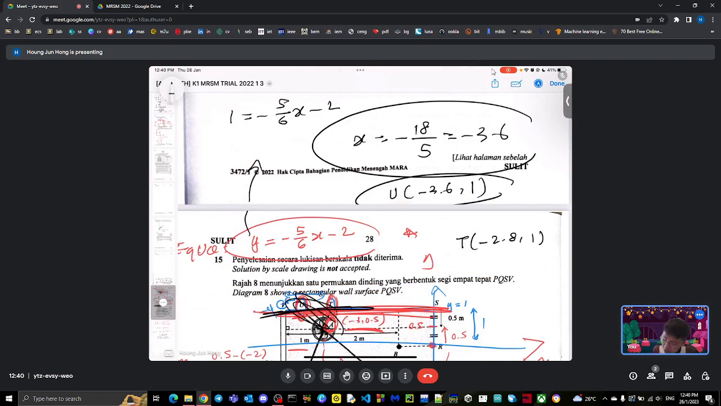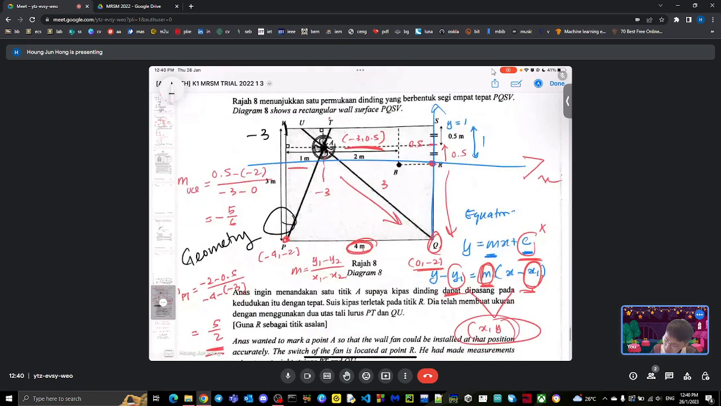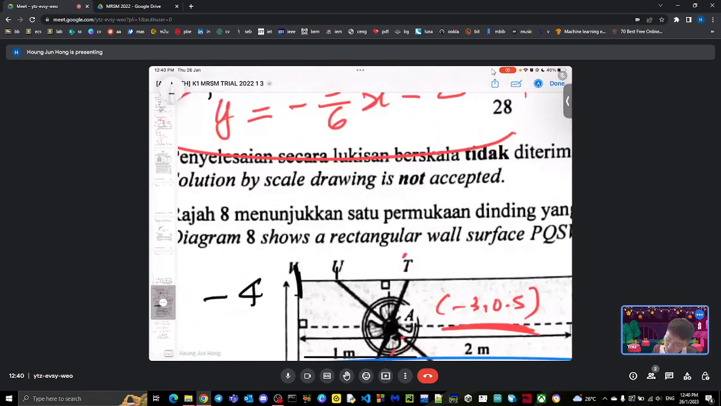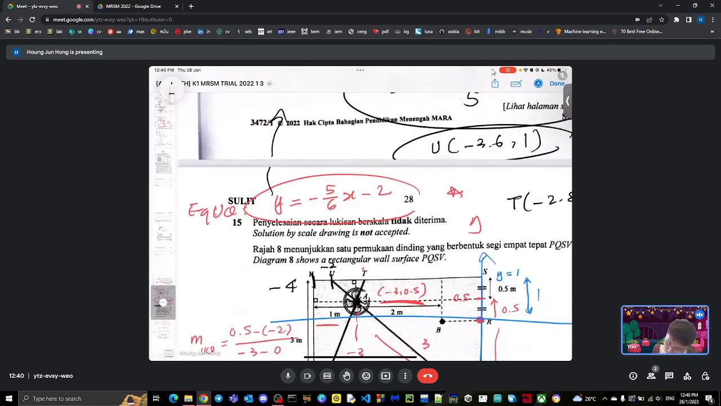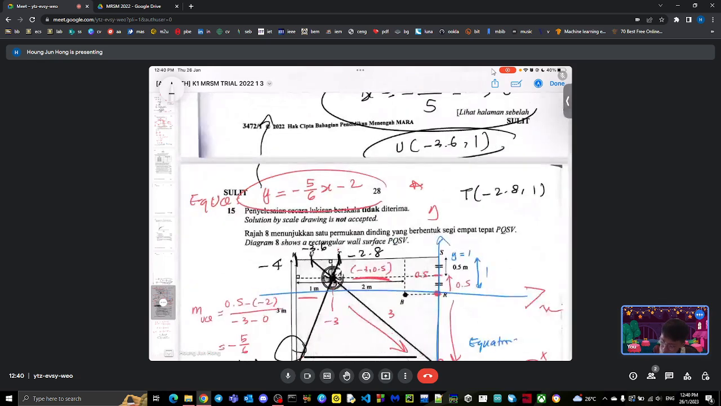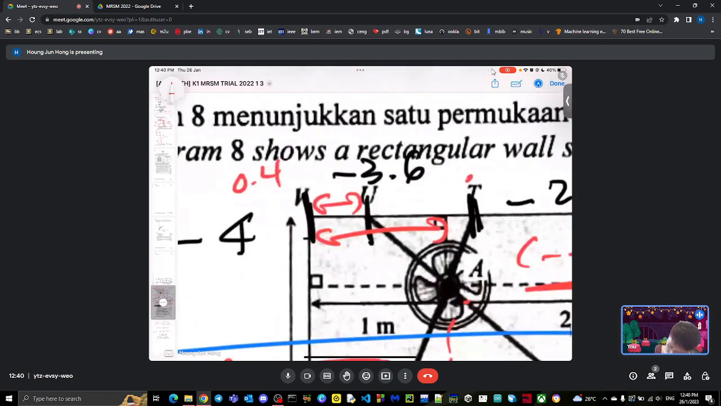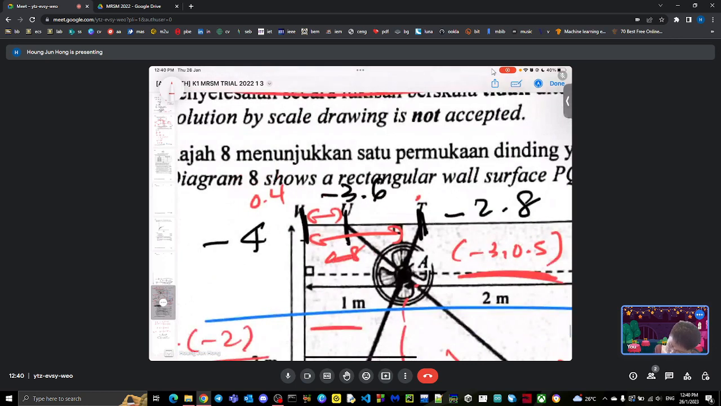You know that this line is negative 4, because it's 4 down here. And then U is negative 3.6, T is negative 2.8. What does the question ask? Simple. It asks for the distances VU and BT. So essentially it's just VU and BT. VU is 0.4, BT is 1.2.